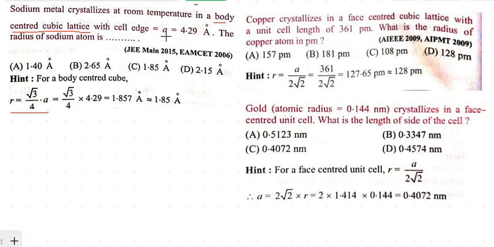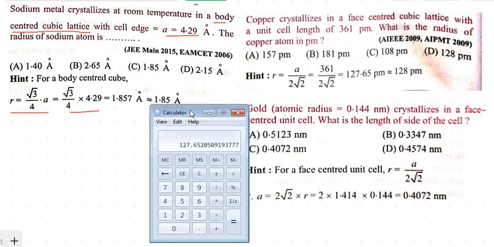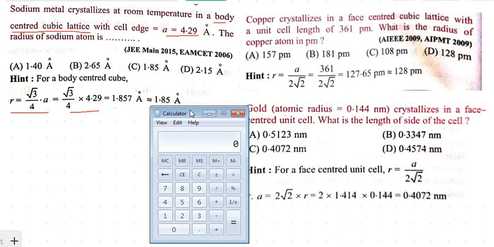You have the value of a equal to 4.29. Let us substitute this and calculate using the calculator. So √3 is 1.71, into a, that is 4.29, divided by 4, and that comes to 1.833, which is very close to 1.85, because the other options are different.